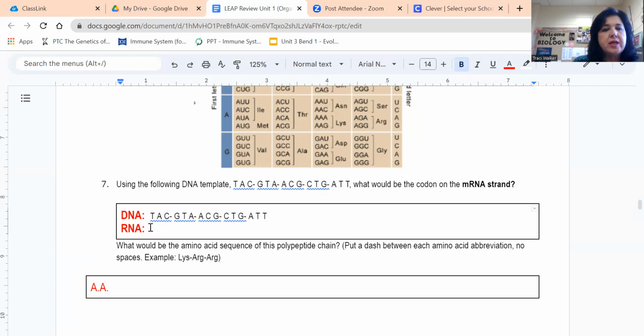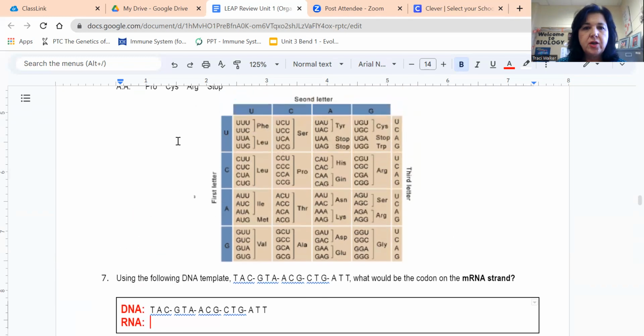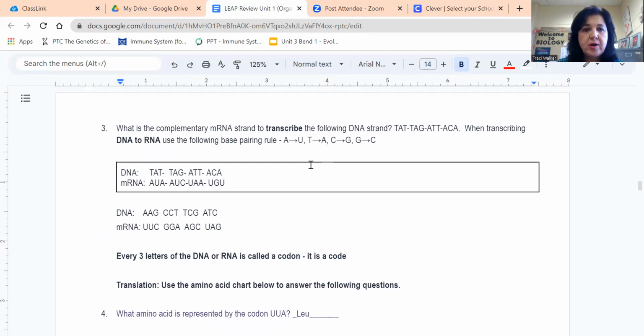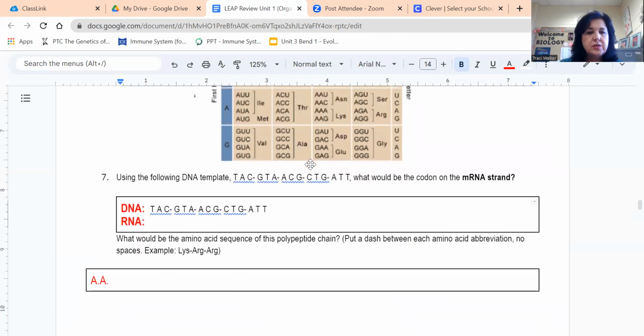Okay, so first we're going to change the DNA to RNA. This is called transcription. So remember our code. If you forget the code, it's up here, right here. A goes with U, T with A, C with G, G with C. Remember, you have to memorize that. So TAC is going to become AUG.